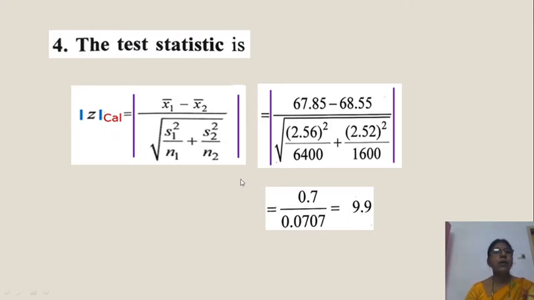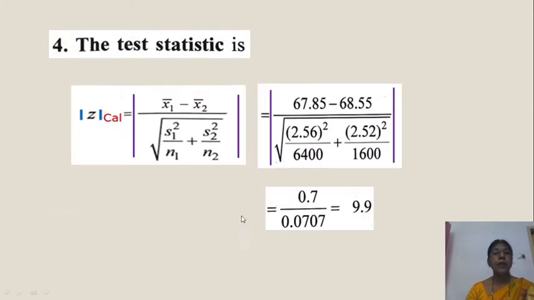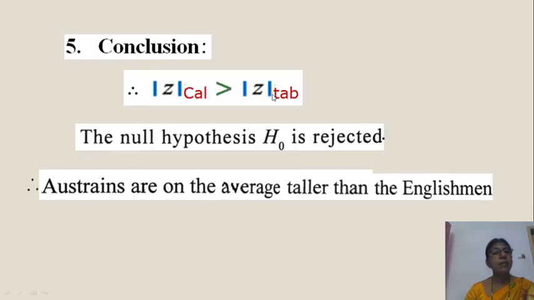You observe here the Z tabulated value is 2.33, but the Z calculated value is 9.99. So what is the conclusion? No doubt Z calculated value is greater than Z tabulated value. Last step, the fifth step, conclusion: the null hypothesis H0 is rejected. H0 rejected means H1 is accepted. What is H1? Austrians are on average taller than Englishmen.